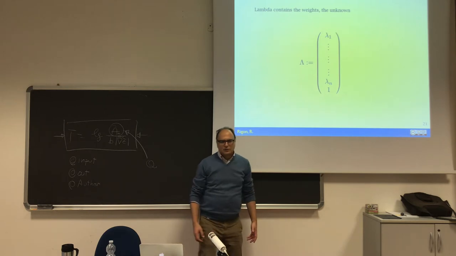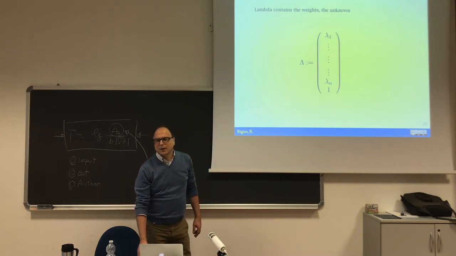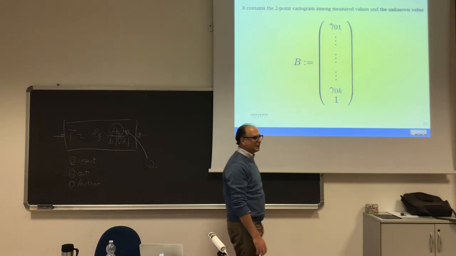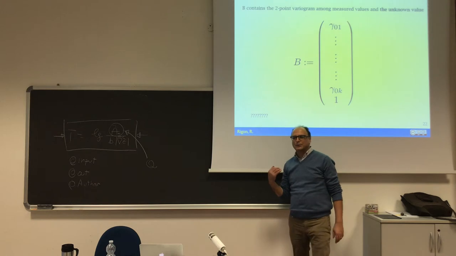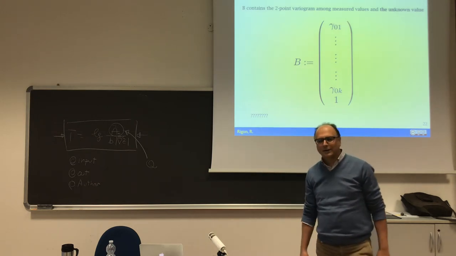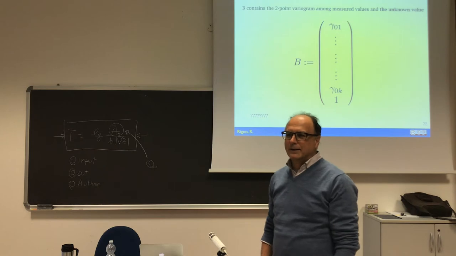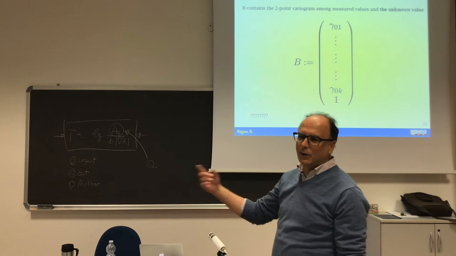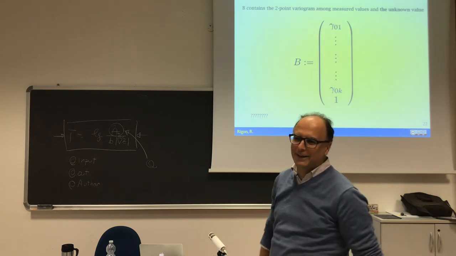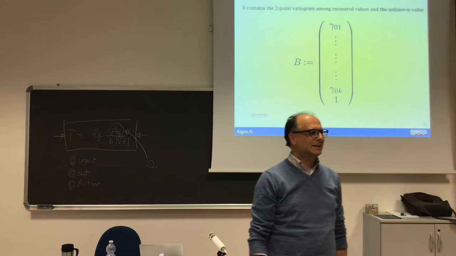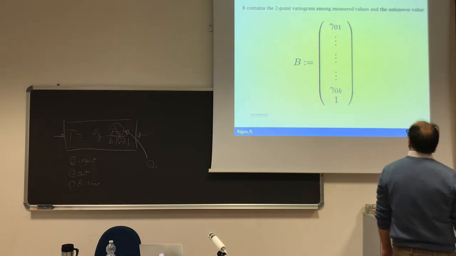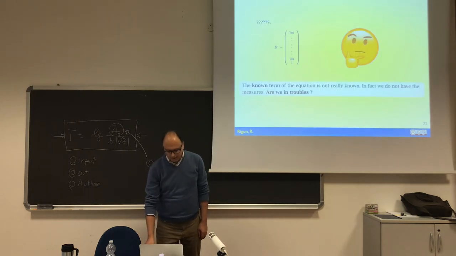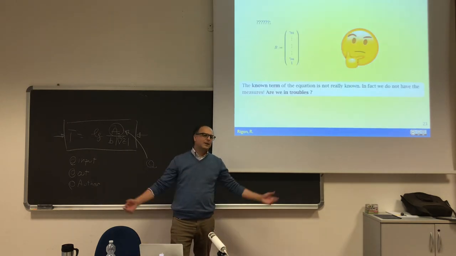Lambda contains the unknowns. That's normal: in a linear system we have unknowns that we have to solve for. And then we have the known terms. But let's look at the known terms. There is something strange here. In the known terms, there is the variogram between the point where I have the measurements and the unknown point. I don't have that known term. The known term is actually unknown at this point. So what can I do? I can make some hypothesis.